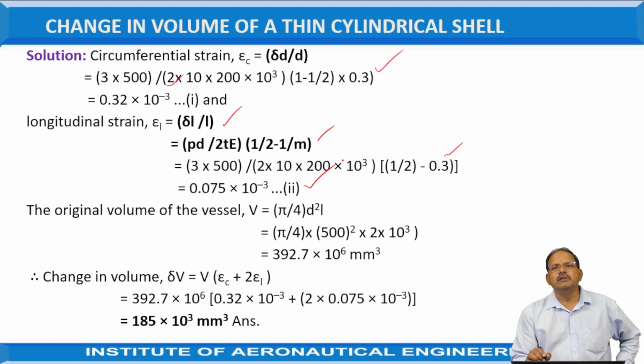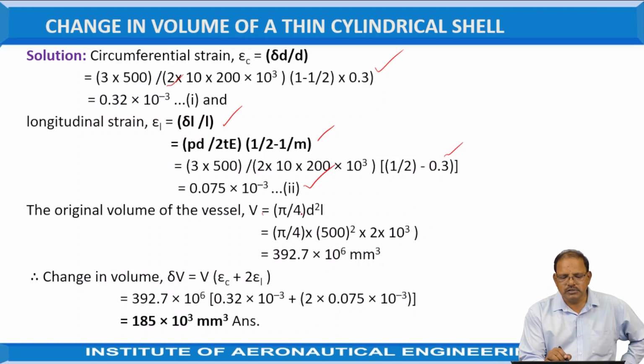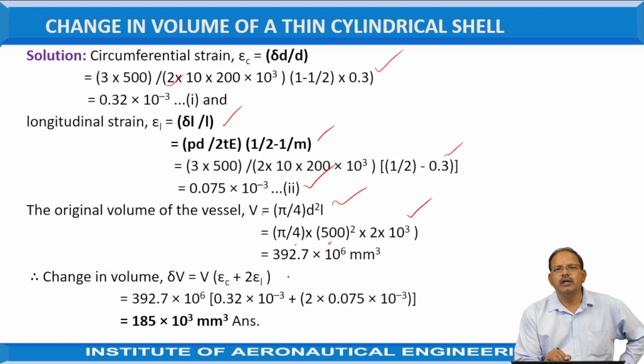The original volume of the vessel is V equal to pi by 4 d square into L. From this relation, pi by 4 into 500 whole square into length 2 into 10 to the power of 3, we get 392.7 into 10 to the power of 6 mm cubed.